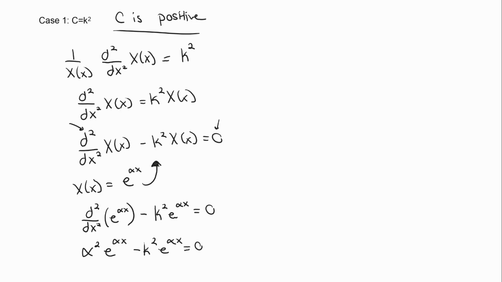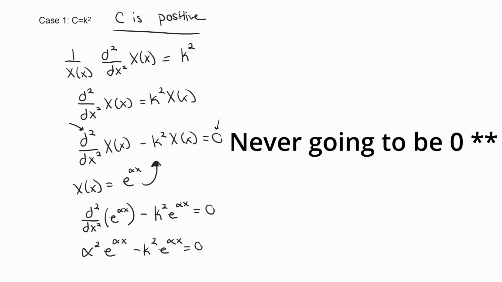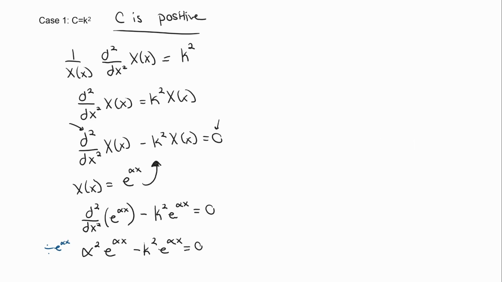Now in order to solve for alpha, we know e to the alpha x is never going to be zero, so we can divide by e to the alpha x on both sides, and that'll be physically acceptable. This will result in alpha squared minus k squared is equal to 0. And so when we solve for alpha, we'll get alpha squared is equal to k squared, and alpha is equal to plus or minus k. And this means our solution for our function of x can be either e to the kx or e to the negative kx.